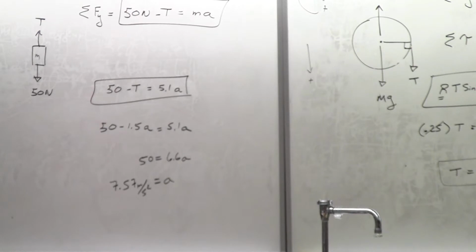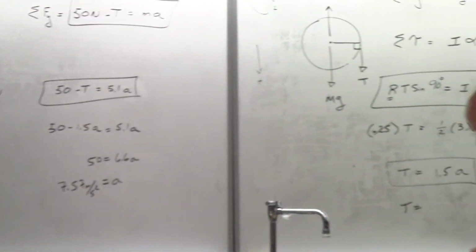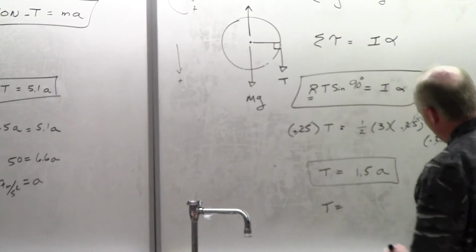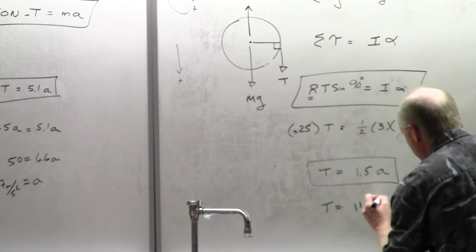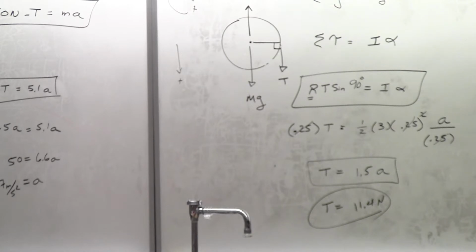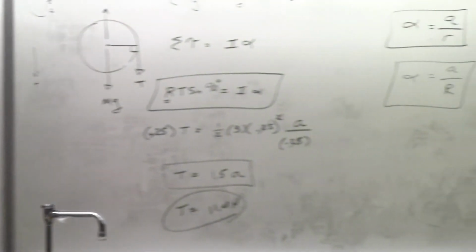But that's the acceleration. And then, of course, once I know that, I can get the tension by taking the acceleration and multiplying it by 1.5 and get 11.4. So this is 11.4 newtons there. And so that's 2 of the 3 questions. The third one then is, what is the velocity of it?